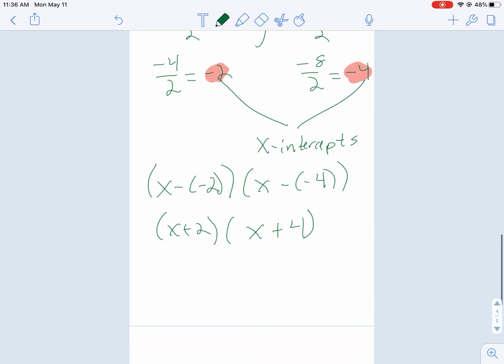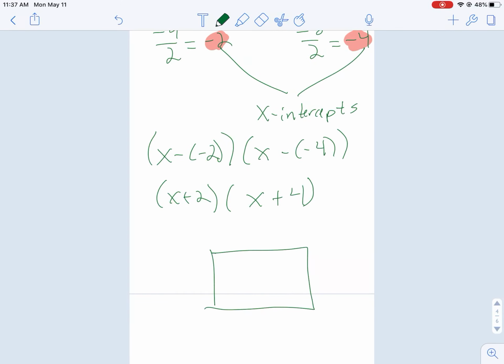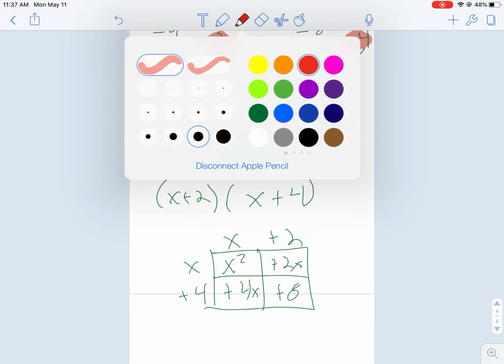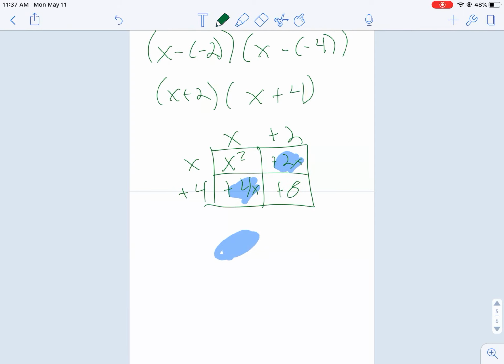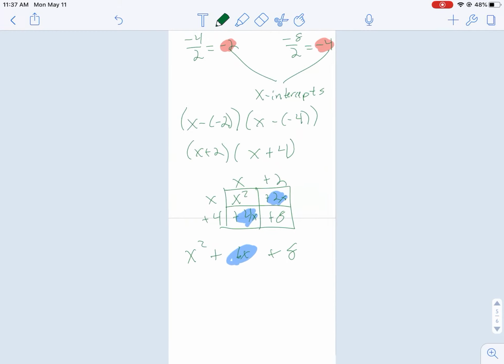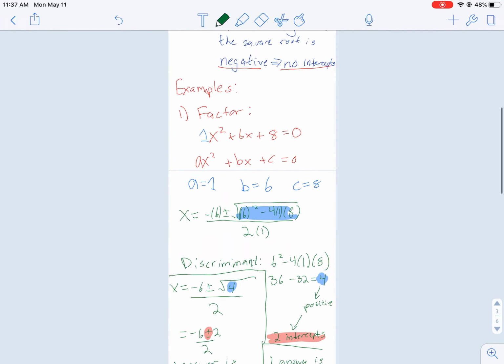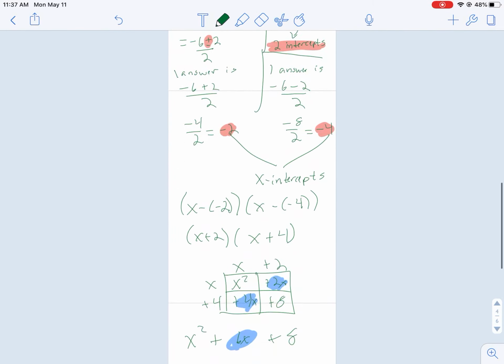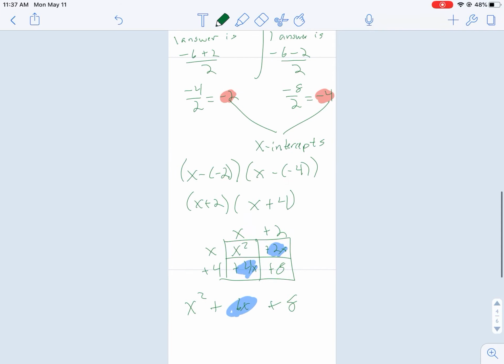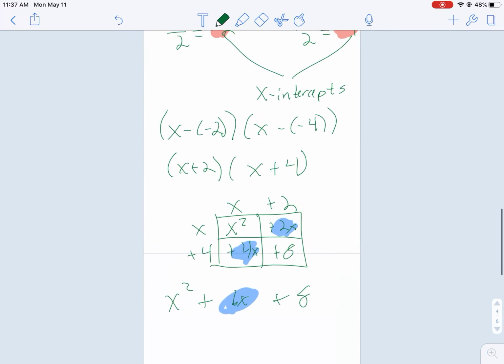If we were to do our box method to check our work, x plus 2, x plus 4, I get x squared plus 2x plus 4x plus 8. I see some like terms here, and that means I can combine them and get x squared plus 6x plus 8, which is our starting formula. So we checked our work: we were able to factor it using the quadratic formula, and we were able to check our work using the box method.